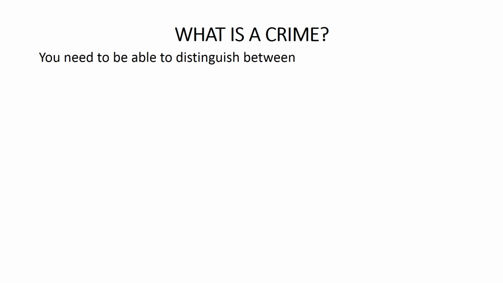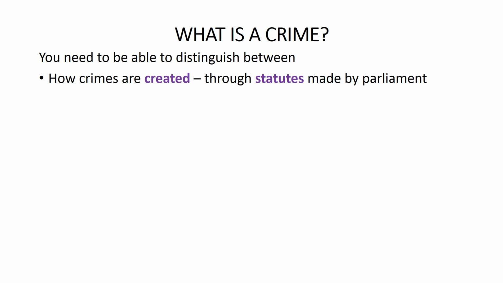This slide is by way of background. You need to be able to distinguish between a number of different aspects of the criminal justice process. The first aspect is how crimes are created. The answer is that crimes are created through statutes, that is, laws which are made by Parliament. As you'll see later on in this video, both the Commonwealth Parliament and the Victorian Parliament can make laws that create crimes. The Commonwealth Parliament makes laws about things that are crimes throughout Australia. The Victorian Parliament makes laws about things that are crimes in Victoria.